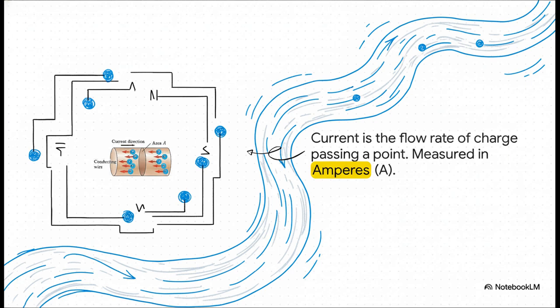It's not just about how much charge there is, it's about how fast it's moving past any given point. Think of a river. The current is how quickly the water is flowing. We measure this rate in amps.